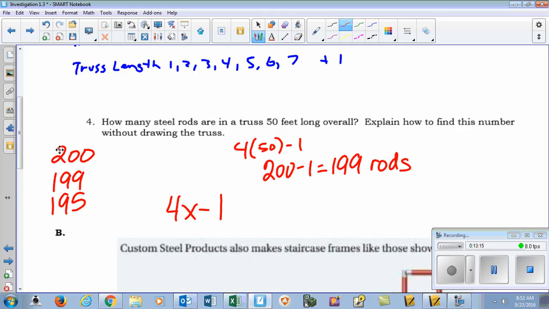But that's it. That's our little equation, 4x minus 1. All right, and we can obviously add the y equals, because this y is going to be our number of rods, right? That's our total. And our x, we know, is going to be our feet. 4 is our constant rate of change, and minus 1 is the rod we're missing from the first foot. And that's how they came up with that equation. So very good job to everybody.